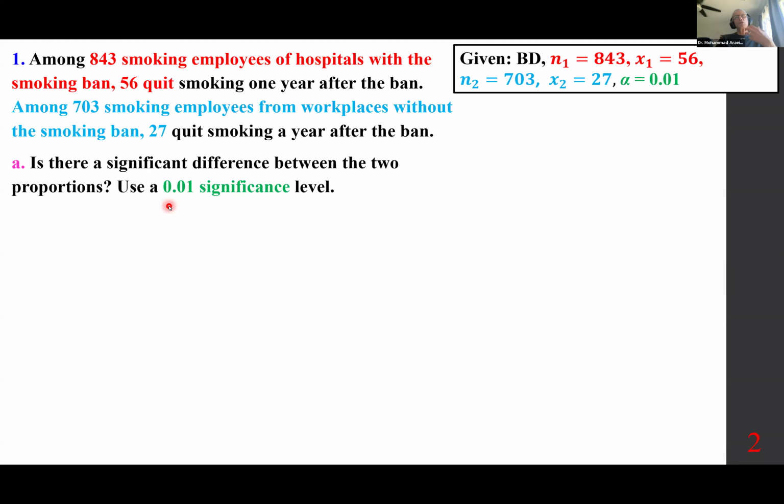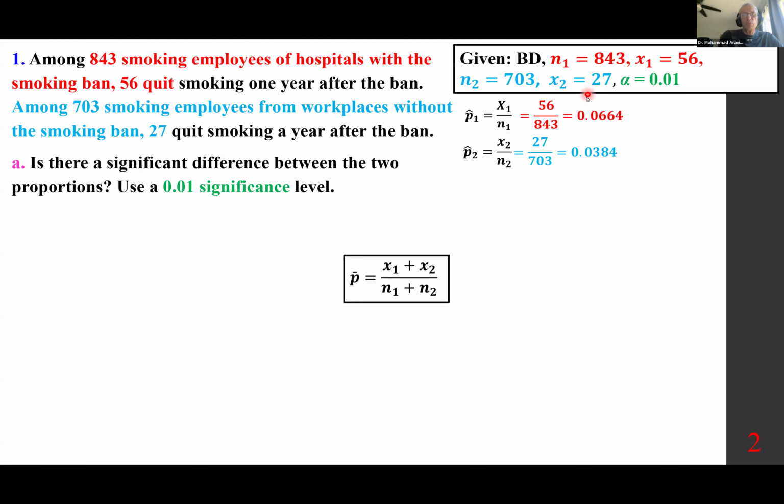We need to do the test of hypothesis, but before we do that, we have to look at a couple of things. First of all, P1 hat is X sub 1 over N sub 1, the ratio of these two numbers. P2 hat is X sub 2 over N sub 2, the ratio of these two numbers. So we need those. And we use a lot of decimals.